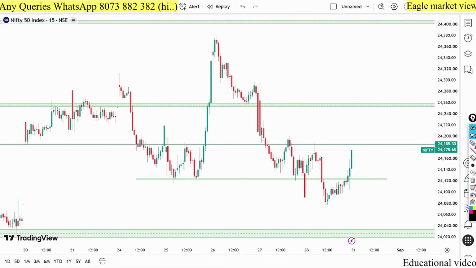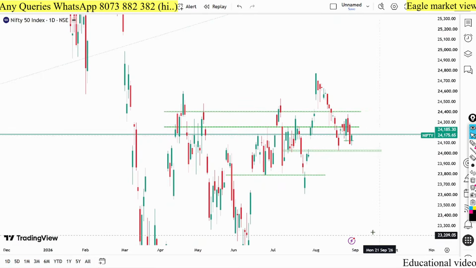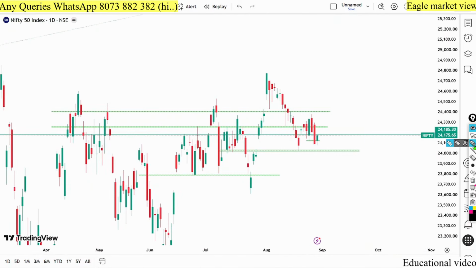Especially in the daily candle also, observe here. In the daily candle, Nifty is forming near the support level. Nifty had strong selling pressure, after that a fresh recovery, again selling. So again near the support level, Nifty today formed a bullish candle. So we can expect further upside momentum. 24,400 is the important resistance level, and this is the important support level.